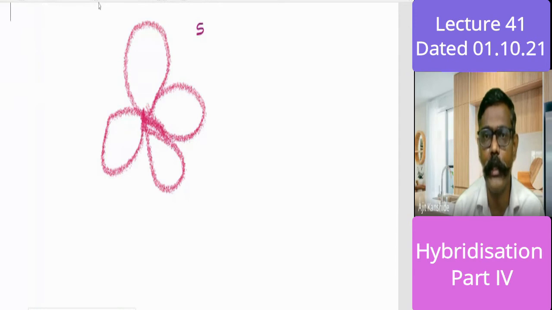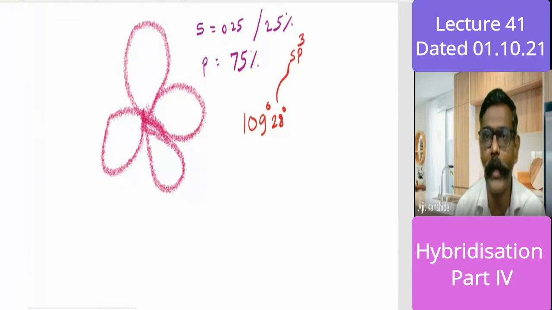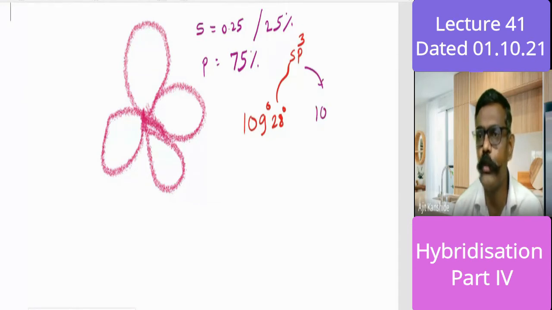We consider S character as 0.25 or 25% and P character as 75%. Now we have to think logically. Expected bond angle was 109 degree 28 minutes. It is because of what? Because of sp3 hybridization. But observed bond angle, how much? It is 107 degree.